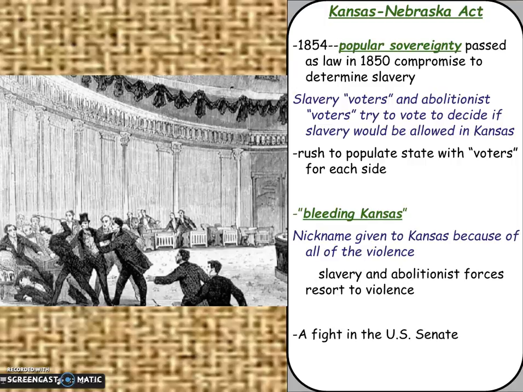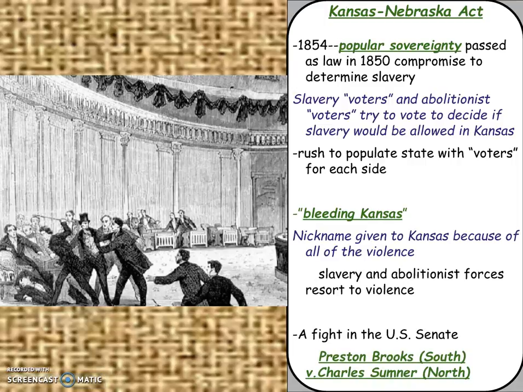This even goes all the way to the U.S. Senate. This begins with the Southern Senator Preston Brooks and the Northern Senator Charles Sumner. Now, Charles Sumner was giving some type of speech where he is criticizing the South and makes some type of critical remark regarding someone Preston Brooks knew.